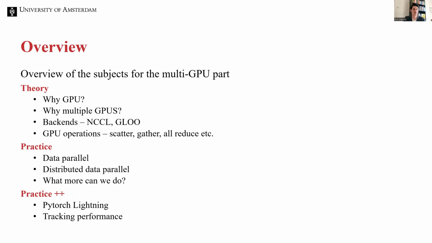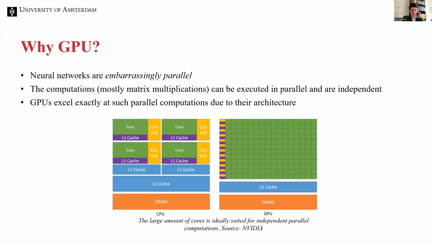So there's a couple. And then at the end, we're going to go to the practice plus, where we're going to talk about PyTorch Lightning, and how incredibly easy it is for you to implement all of these kind of multi-GPU things when you're making stuff in PyTorch Lightning. And I'll also tell you a little bit about how you could possibly track performance of your experiments.